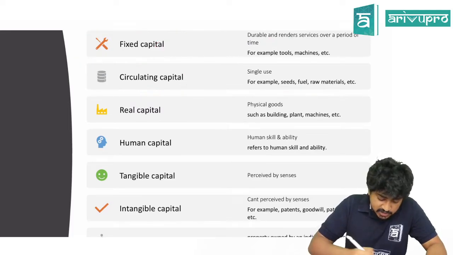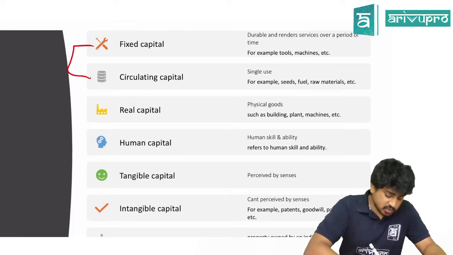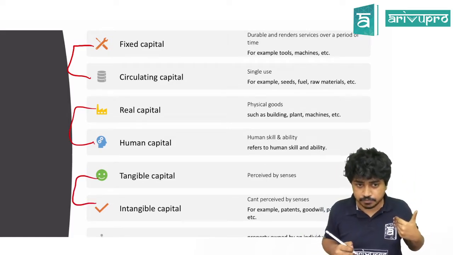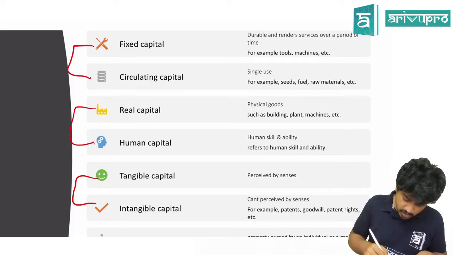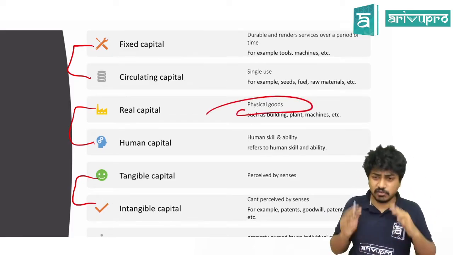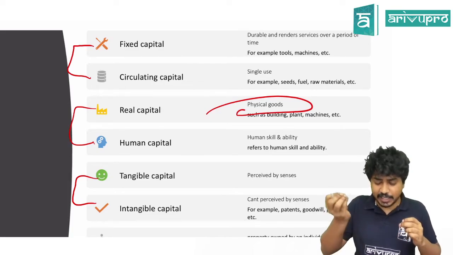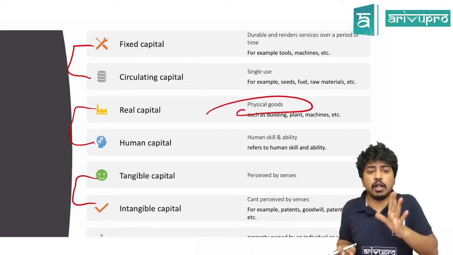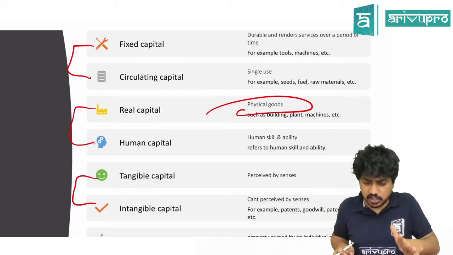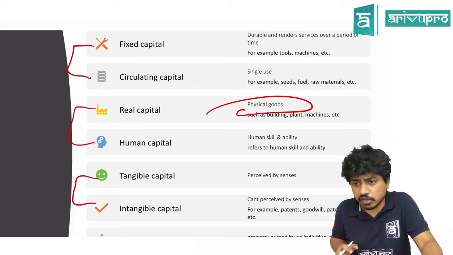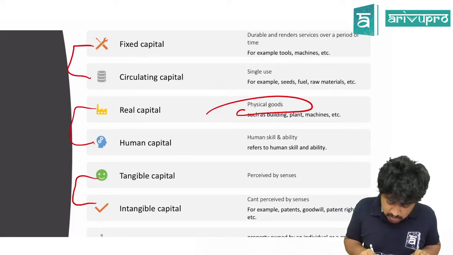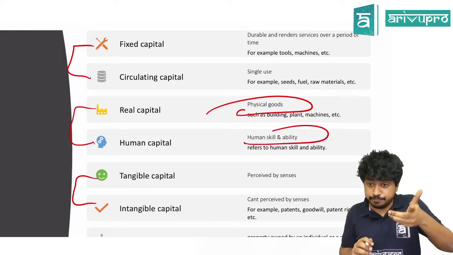They are just classifications. These two are a classification, these two are a classification, these two are a classification. That is how classification goes. Are we clear? Now, real capital. Real capital means physical goods, like buildings, plant, machinery, and all those things. Anything which is physical, you can see. This is a calculator. Physical, no? Real goods.